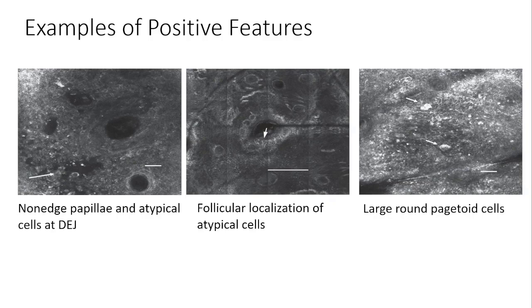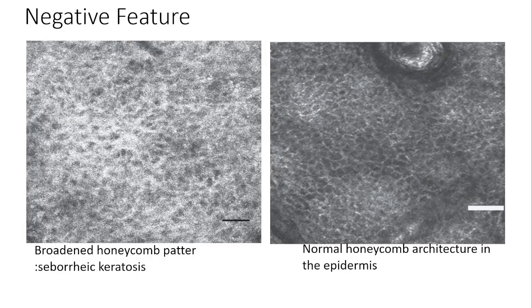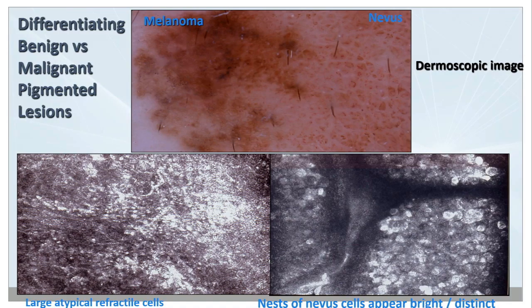And we see this under pathology, but we see it readily under confocal as well. Things like broadened honeycomb patterns, we can see in benign and malignant lesions, but just to give you a comparison to the normal shape and architecture of the epidermis. And what's really cool is you can see these and show the continuum.